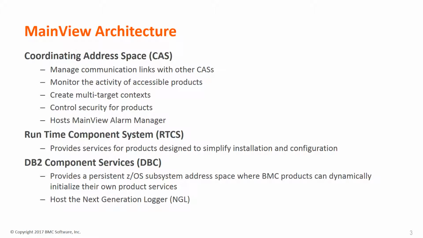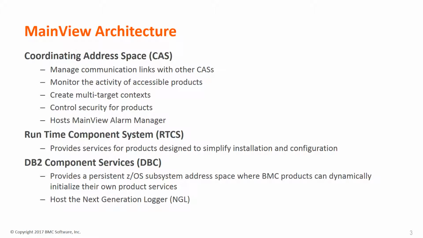The second type of address space is RTCS, or Runtime Component System. And RTCS provides services for all the other BMC products that run on the mainframe, and it's really intended to simplify the installation and configuration of those products.